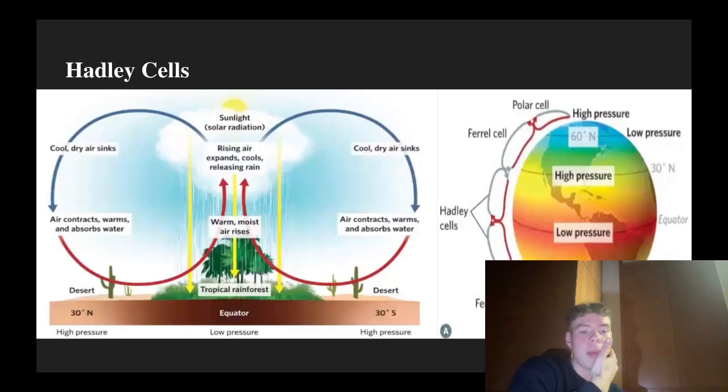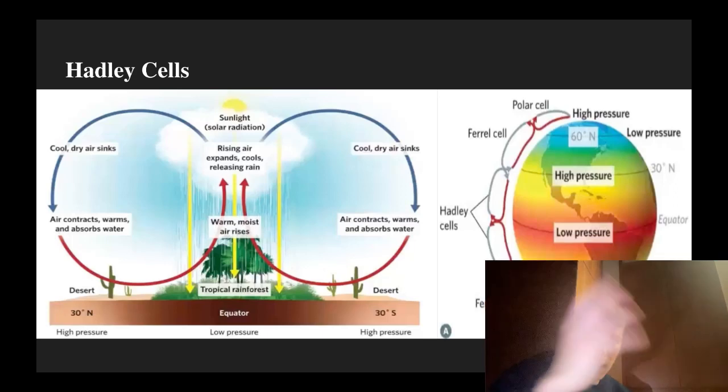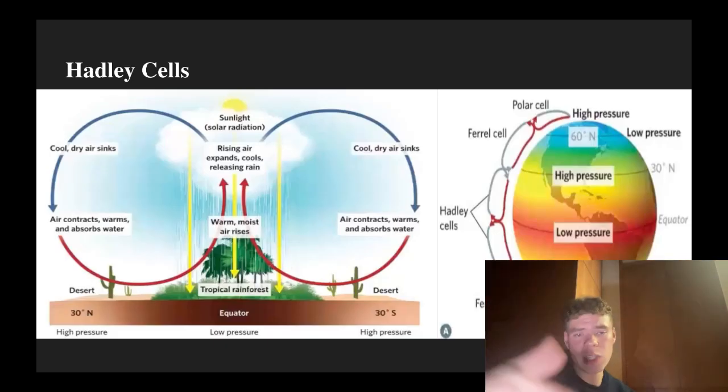For my exam, what I'm going to do is basically just memorize this, memorize the degrees, how the air moves, basically the entire process, everything I just described to you. That's what you need to know for a Hadley cell.